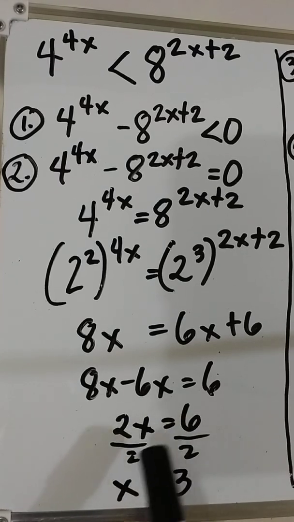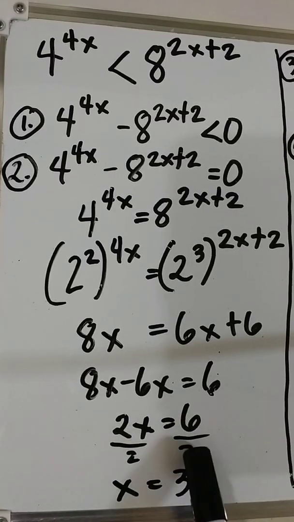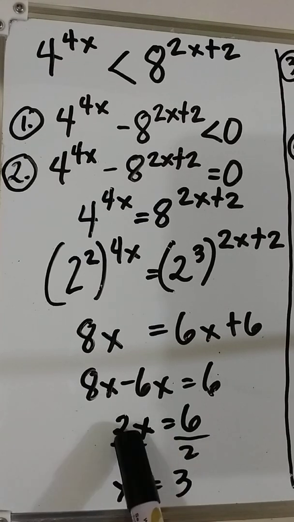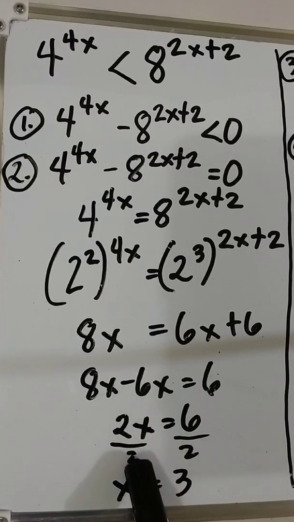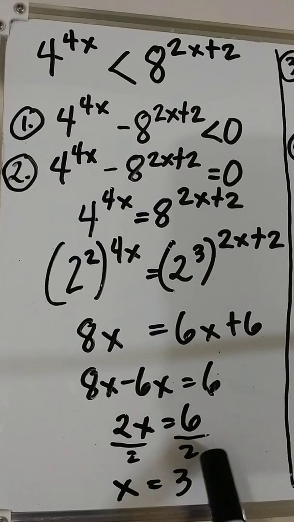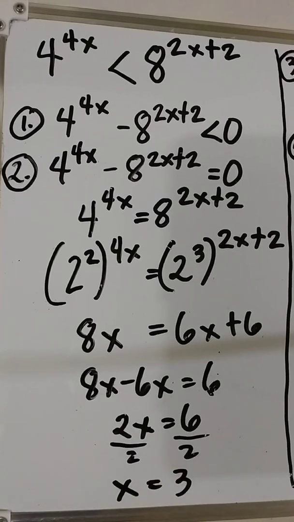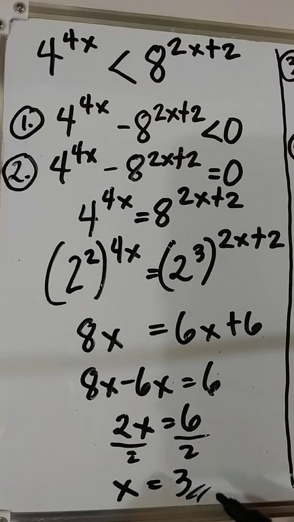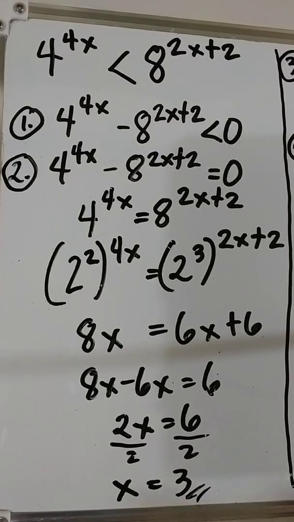To solve for x, you have to divide both sides by the numerical coefficient, which is 2. So 2x divided by 2 is x. 6 divided by 2 is 3. And this will be our critical value. We will use this in our step number 3.